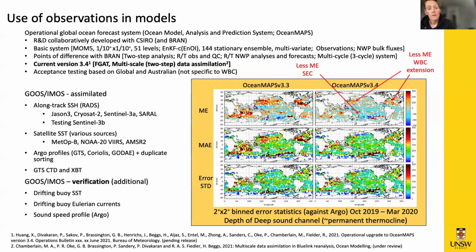And for verification, they're using drifting buoy SST, drifting buoy Eulerian currents, and sound speed profiles from Argo. So using these sound speed profiles to look at the depth of the deep sound channel, which is the approximate depth of the permanent thermocline. The newer multi-scale two-step data assimilation system gives improved representation in the South Equatorial Current region and also in the Gulf Stream and Kuroshio extension regions.